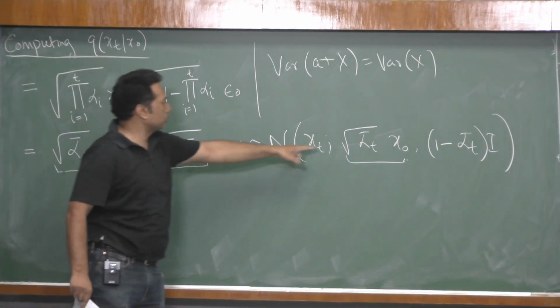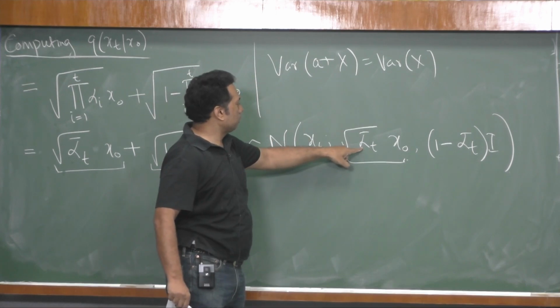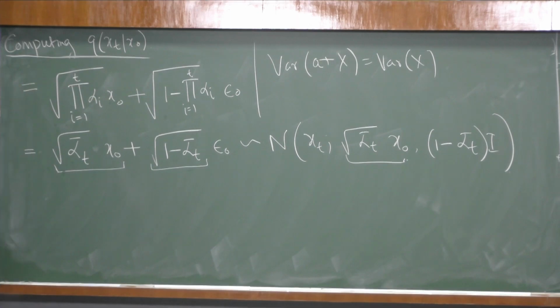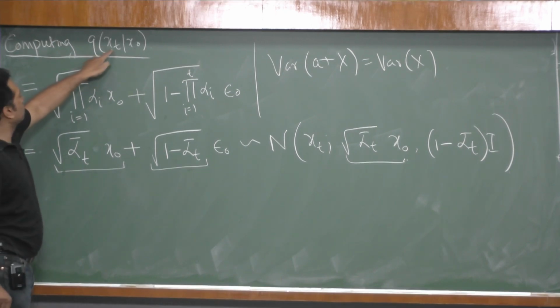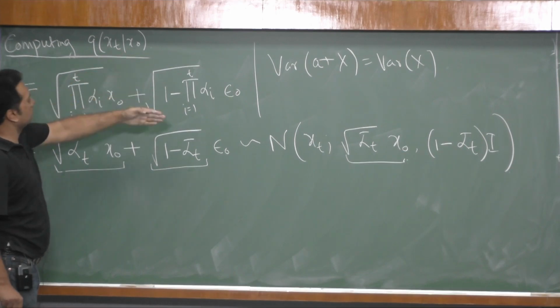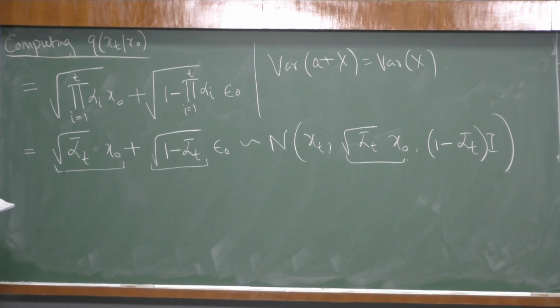Xt is a normal distribution like this, and it has square root of cumulative alpha t, and 1 minus cumulative alpha t. Okay, so this is what we were looking for, and this is the expression we have. And same thing, we also had a term xt minus 1 in the Bayes formula, and this is essentially the same, just the t becomes t minus 1. So basically we have found the expressions for the two terms here.